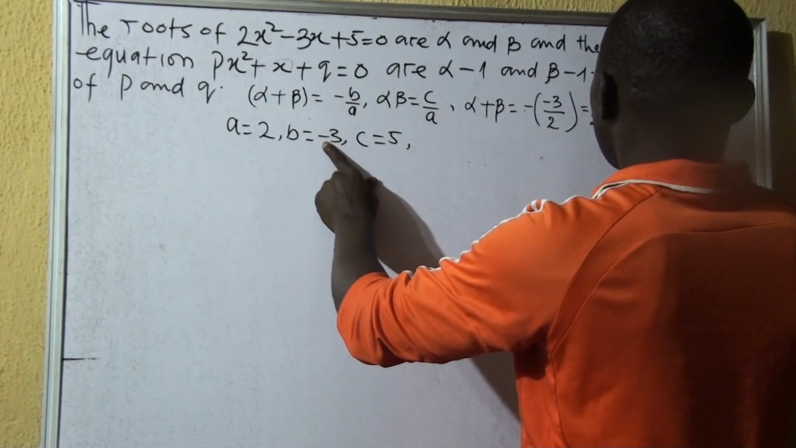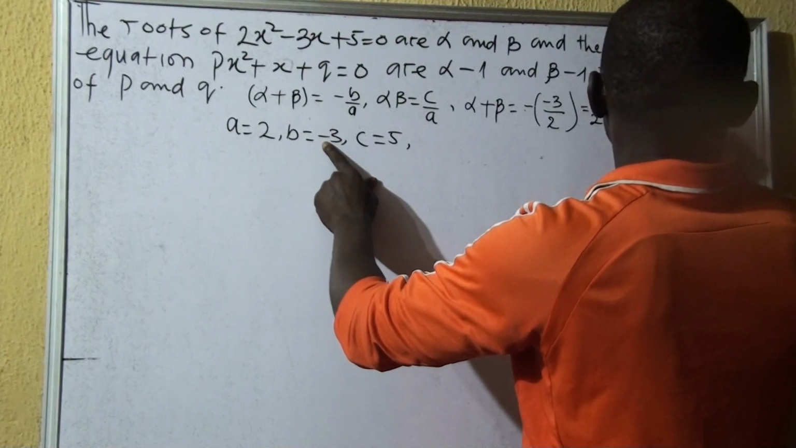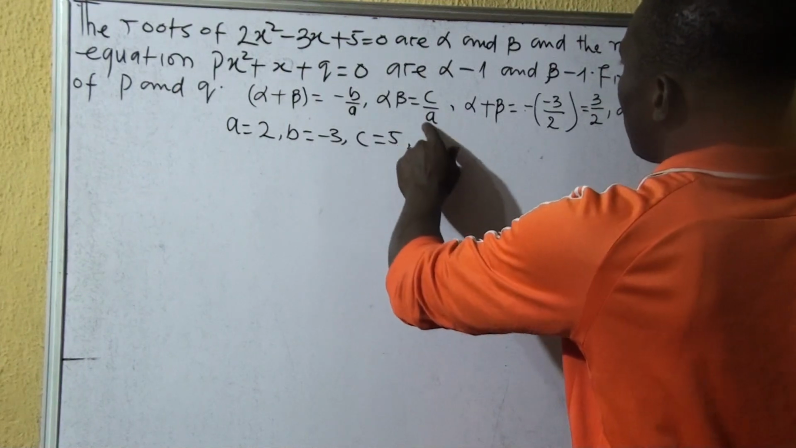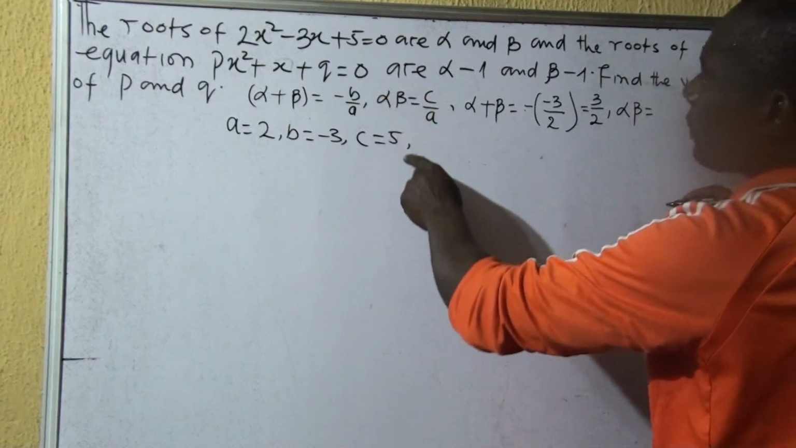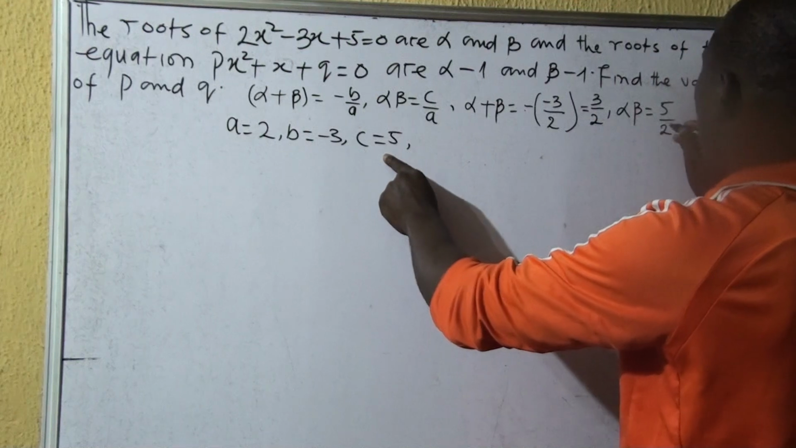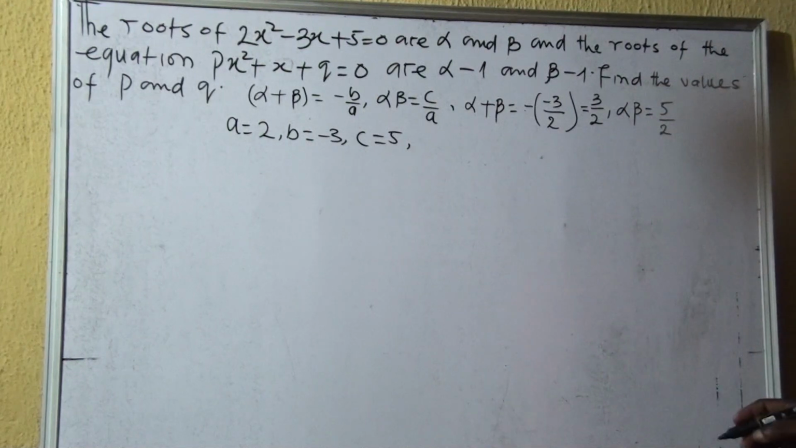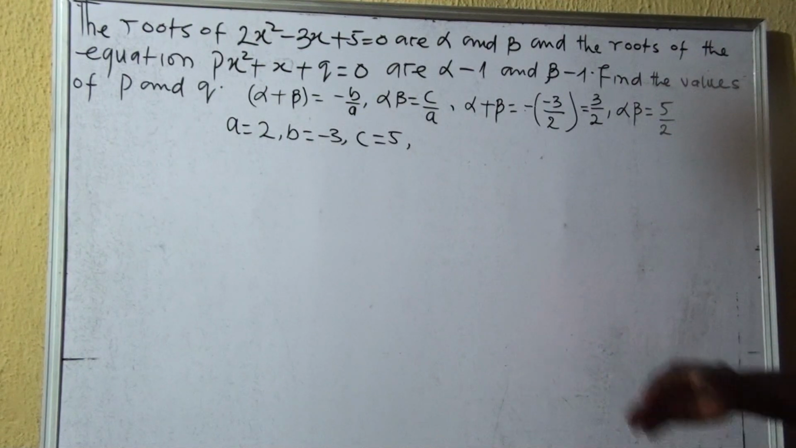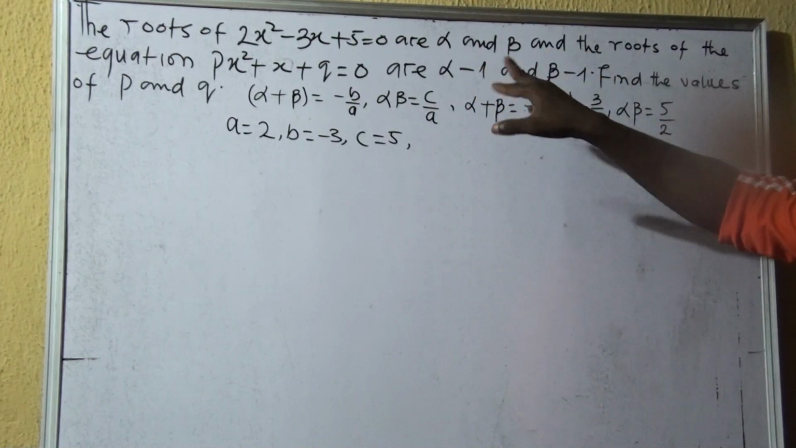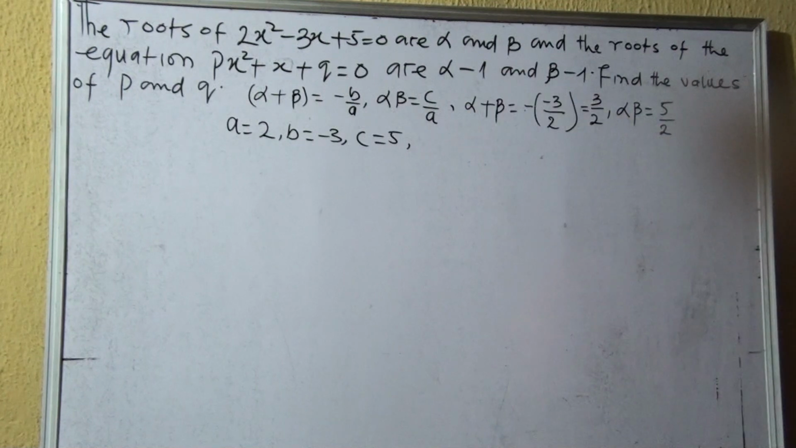Now let's obtain alpha beta from the first equation. Alpha beta here is c over a. We know the value of c is 5 and the value of a is 2. So alpha beta is 5 over 2. Now this would enable us to find the solution to the second equation.